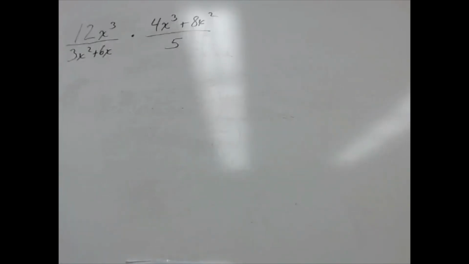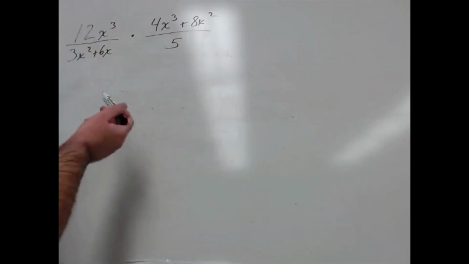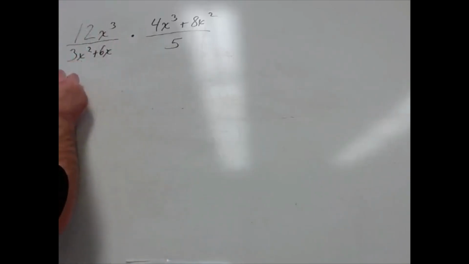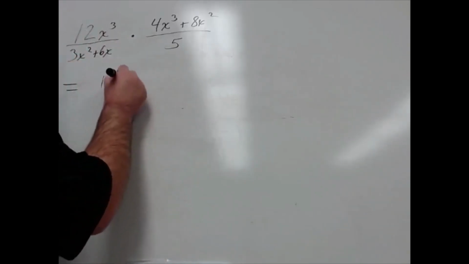Alright, so now we're going to simplify expressions that involve multiplication and division. So what I'm going to do before I do anything else is factor every expression that isn't already factored. This 12x cubed term here is just a single term, so I can't do much with that. So I will leave it the way that it is.